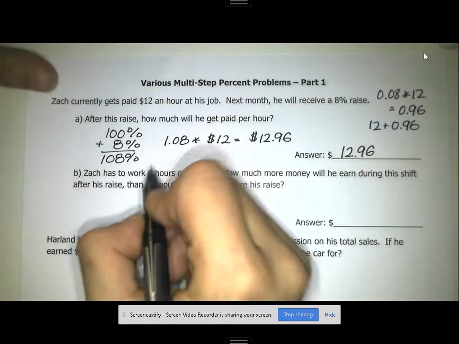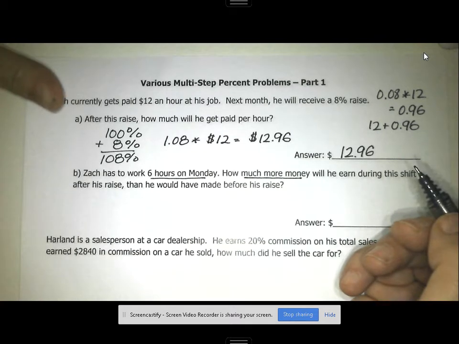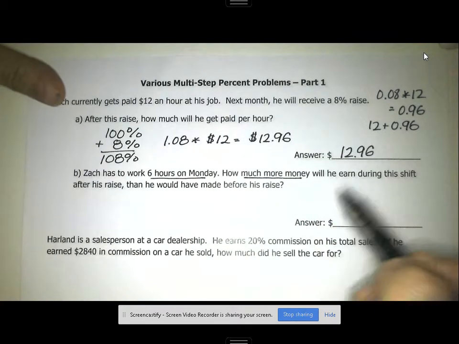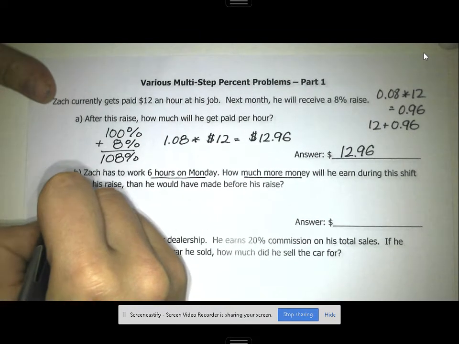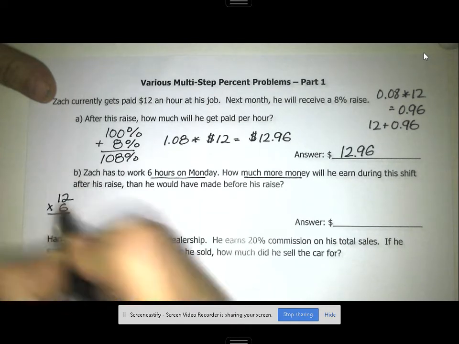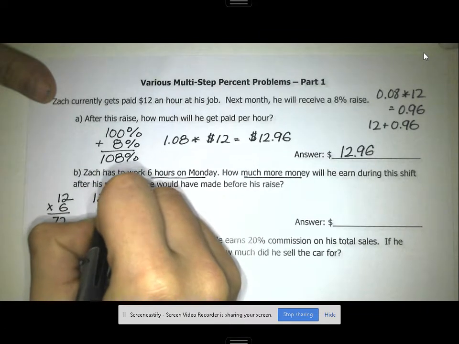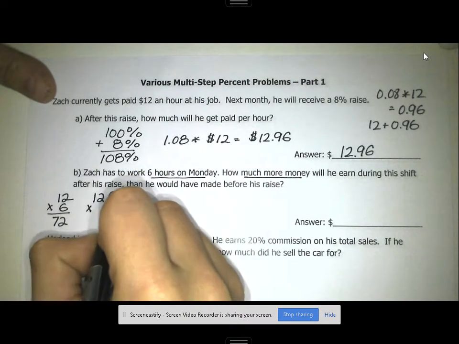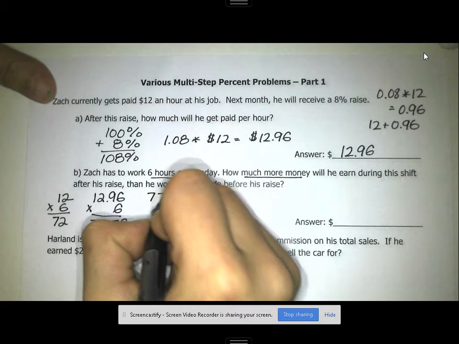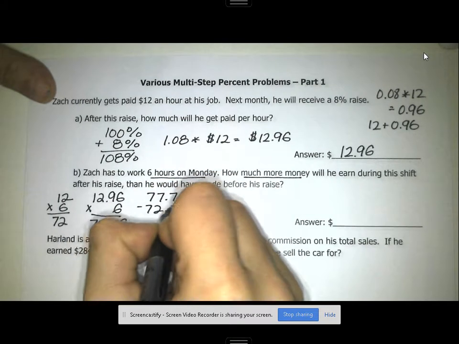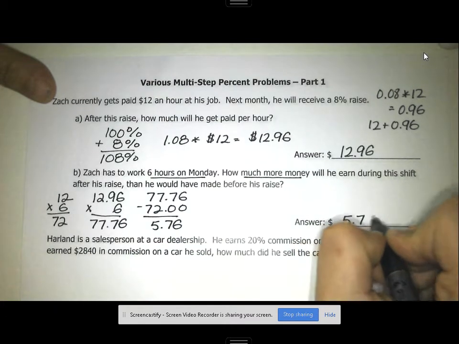Zach has to work 6 hours on Monday. How much more money will he earn during this shift after his raise than he would have made before his raise? Well, there's multiple ways of solving this, but one way you could do it is say, okay, so he used to get paid $12. So if he worked for 6 hours, he would have gotten paid $72. Now he gets paid $12.96. So if he worked for 6 hours, he'd get paid $77.76. And how much more did he get paid? Well, I would just subtract, and I could get $5.76. So he gets paid $5.76 more.